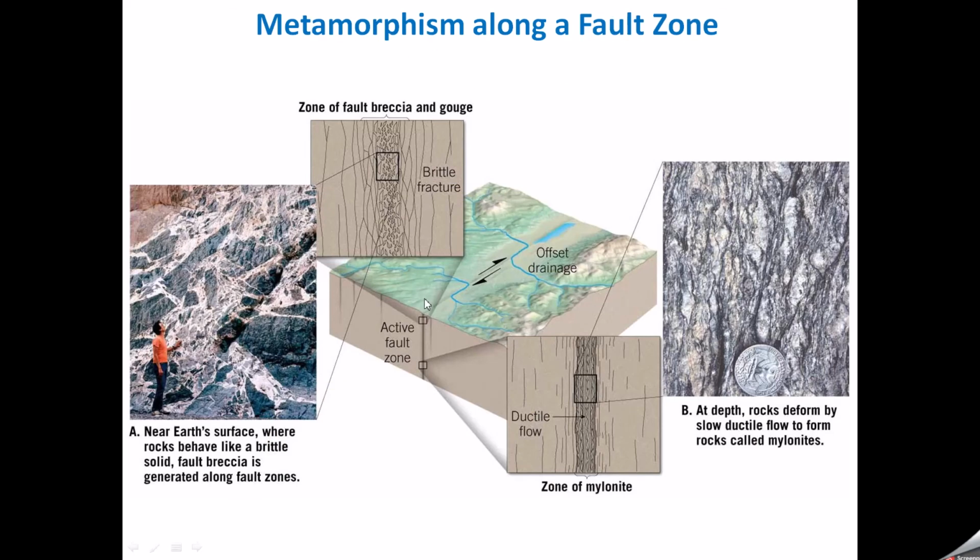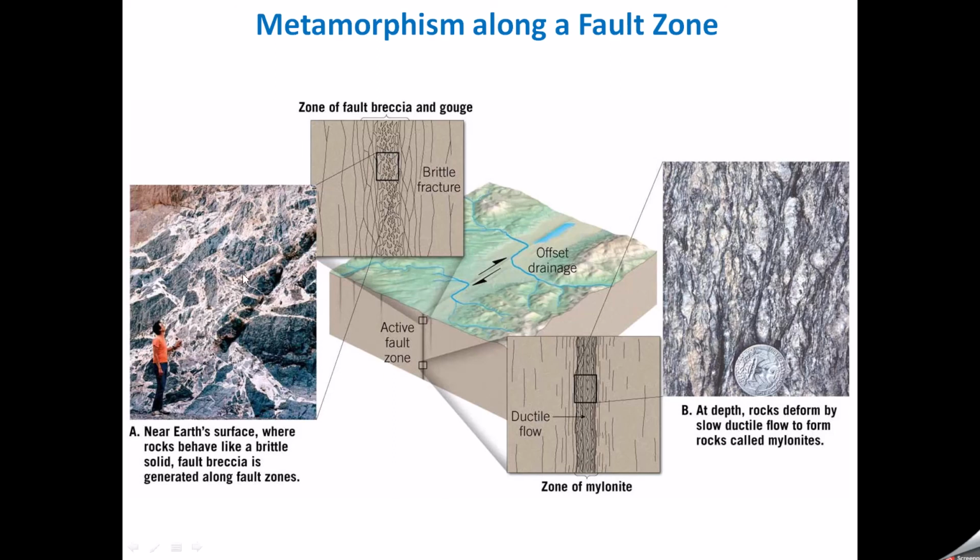Metamorphism along fault zones. As we said, this is the fault zone here. The top part of the fault zone will have brittle fracturing that will form breccia. So we'll see breccia here, fragments of the rock. But at the bottom of the fault zone, the top is close to the surface, the bottom is deeper, we'll find ductile flow, which is ductile deformation. And the rock will have a different name, mylonite. So mylonite at depth, and brittle breccia or gouge happens close to the surface.